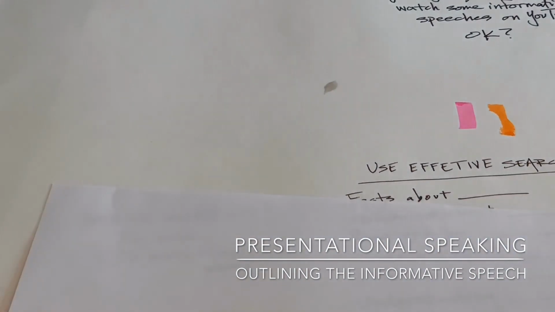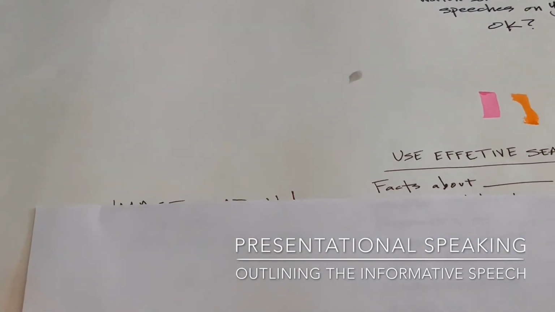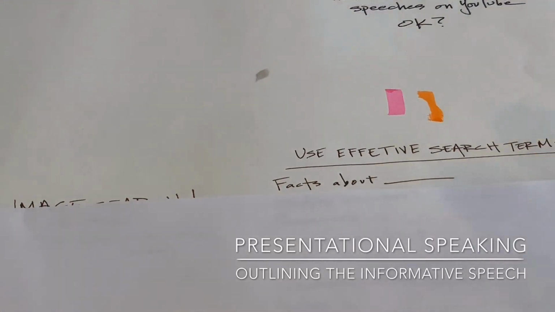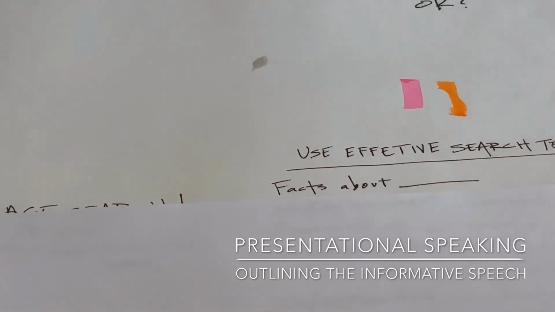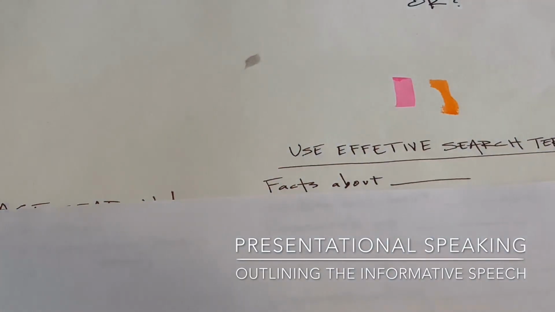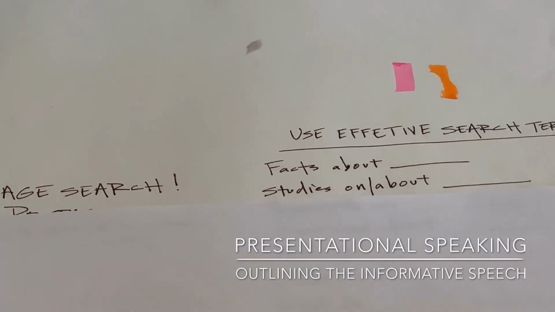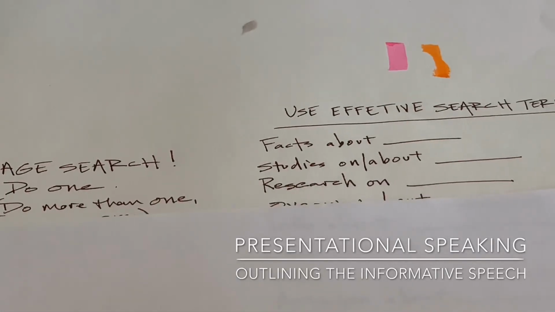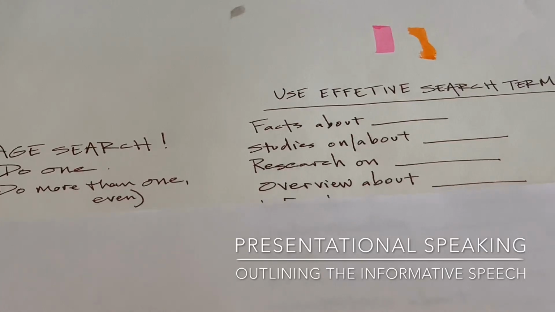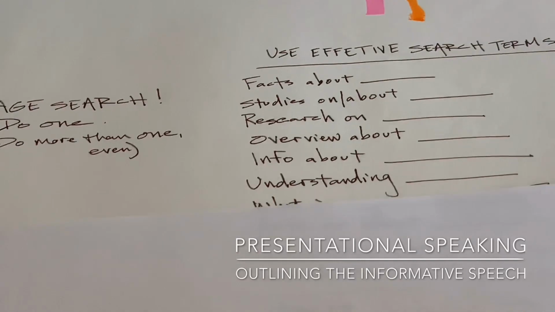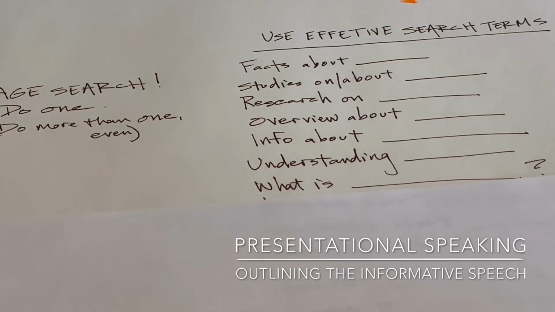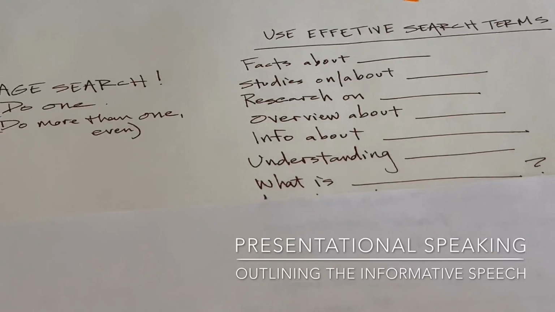So using effective search terms and varying your search terms, right? So first of all, just simply typing into Google, facts about. Let me zoom in here a little bit more. Facts about blank, whatever your topic is. Okay, how about studies on or about, right? That totally works too. Or research on, or overview about, or overview on, or info about, or understanding blank. Okay, these are all different things that, depending on what's out there, you're going to get different results.